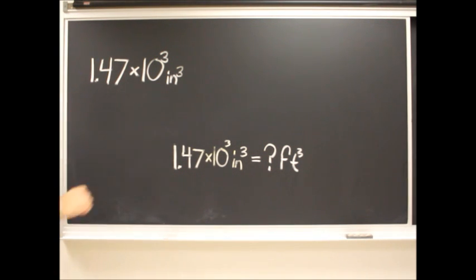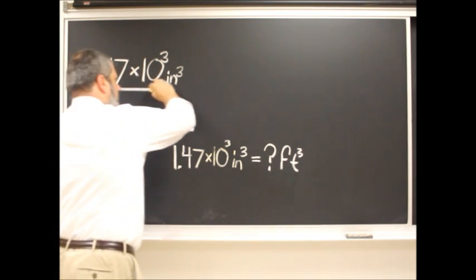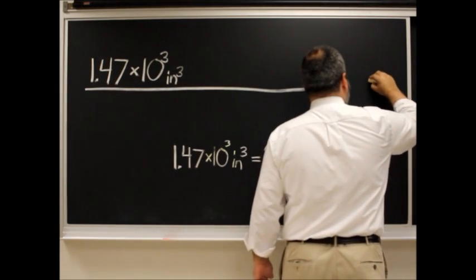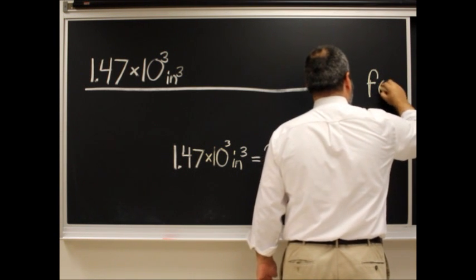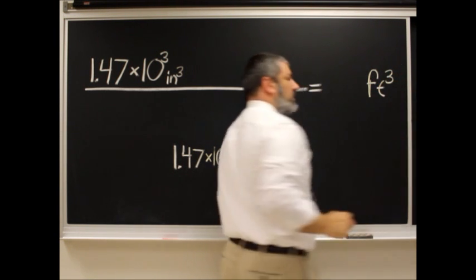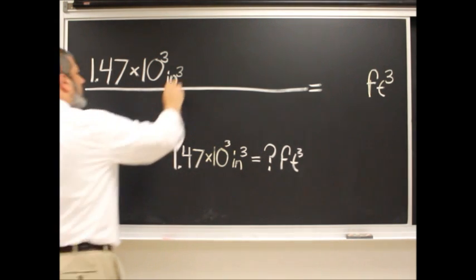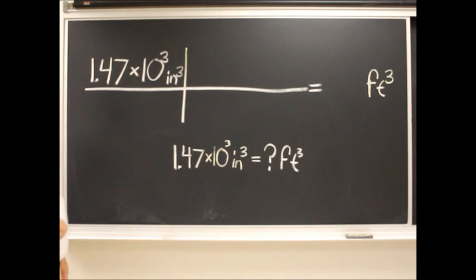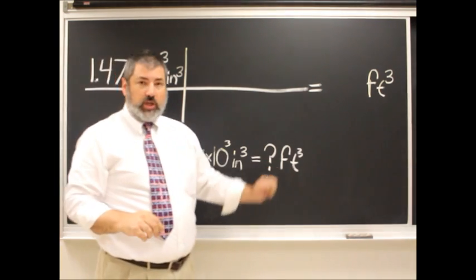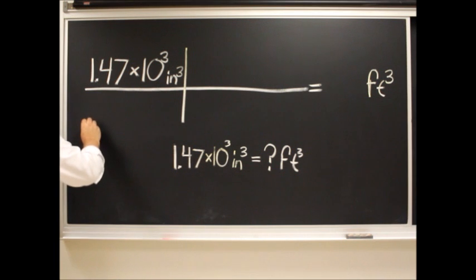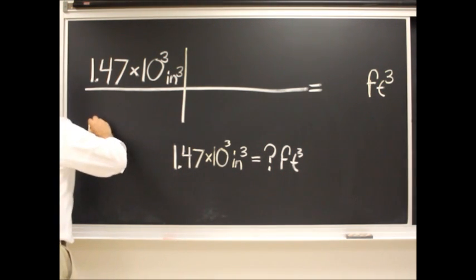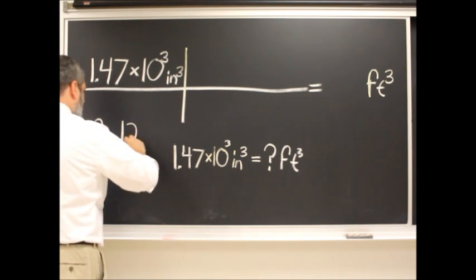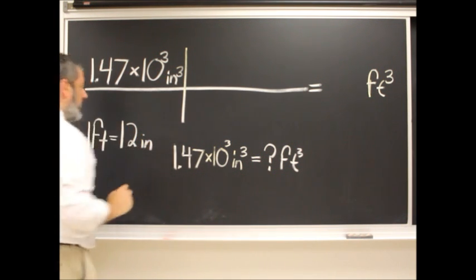So we have 1.47 times 10 to the third cubic inches equals some number of cubic feet. In the handout that I gave you, I did not give you cubic inches to cubic feet. I did give you, I can't remember how I wrote it, 1 foot, 12 inches.